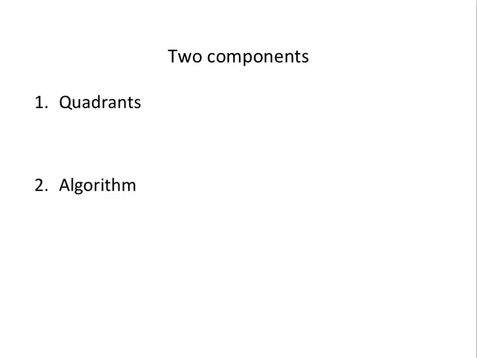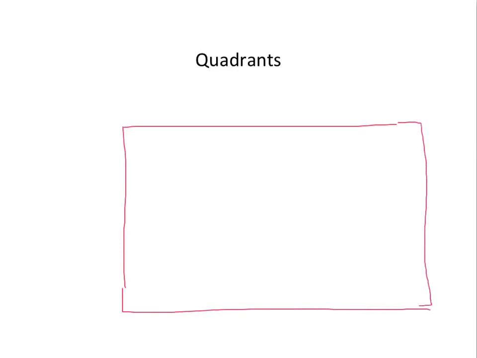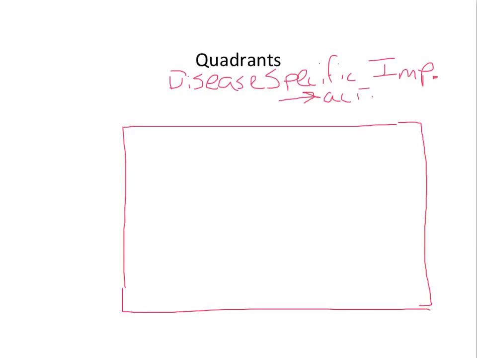And you probably remember quite a lot of this, or at least being introduced to it. The quadrants essentially are a 2x2 diagram, and it allows us to take a patient and basically pose two questions. Do they have a disease-specific impairment causing their activity limitation? And we can say that they either do or they don't.